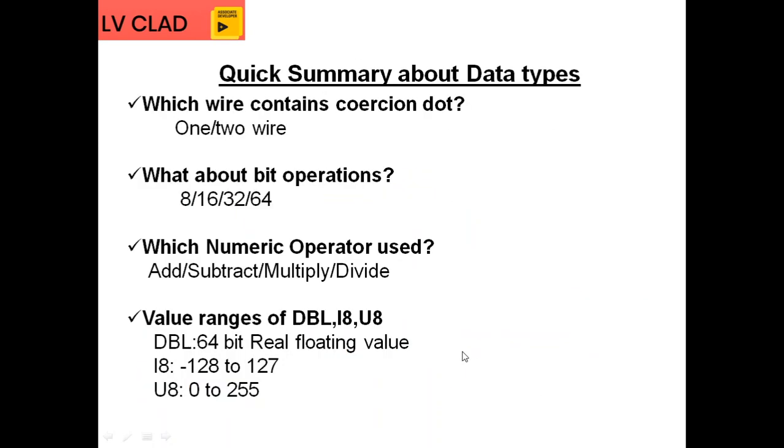These important points have to be considered whenever you are solving any data type based questions.